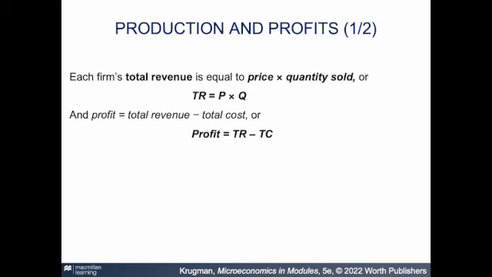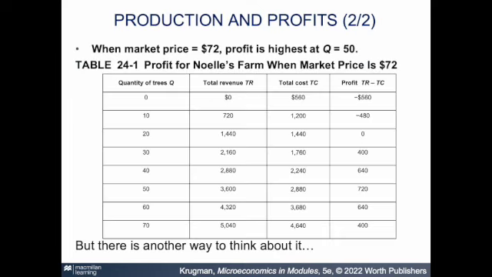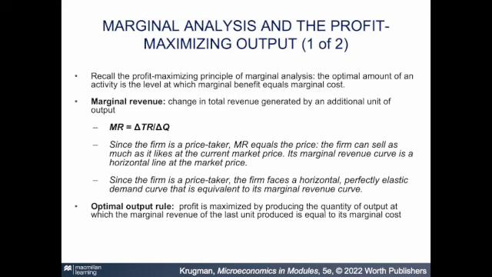3. Production and profits, 1/2. Each firm's total revenue is equal to price times quantity sold, or TR equals P times Q. And profit equals total revenue minus total cost, or profit equals TR minus TC. When market price equals $72, profit is highest at Q equals 50. Table 24.1: profit for Noel's farm when market price is $72. But there is another way to think about it.